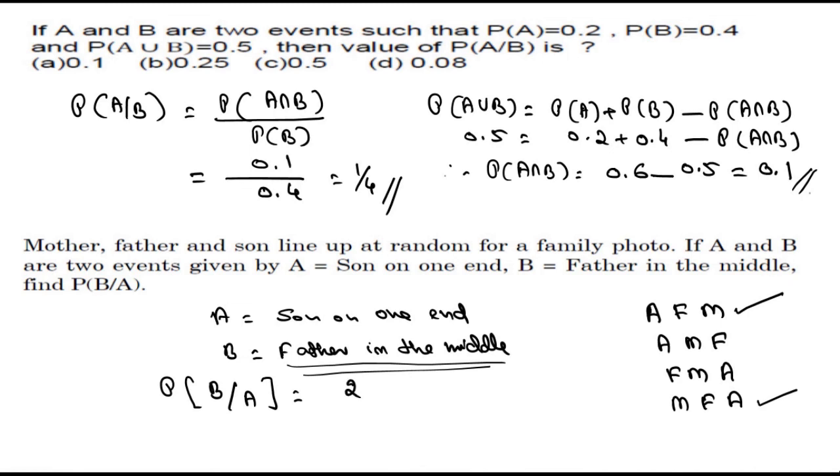So 2 divided by A. A means the son is on the end, total 4 cases. So 2 by 4. Now you see here the sample space is decreasing. Otherwise, we know that with 3 objects taken, a total of 6 will come. Here it is coming 4 only. That means the sample space is decreasing. This is what I have explained as conditional probability. So it is 1 by 2.